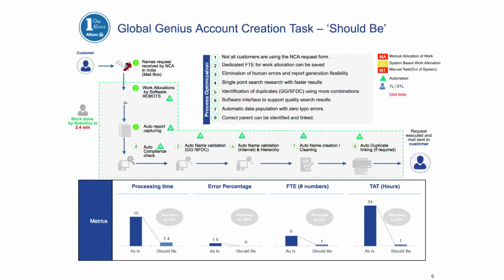Validation, screening, and flagging of blacklisted names are done through auto-compliance check in Step 4. Step 5. Legal name, address and location validation is done automatically by the robot with faster and accurate results. Identification and mapping of hierarchy for parent-child relationship is completed automatically by robots in Step 6. Step 7. Robot automatically creates name in Global Genius and Salesforce.